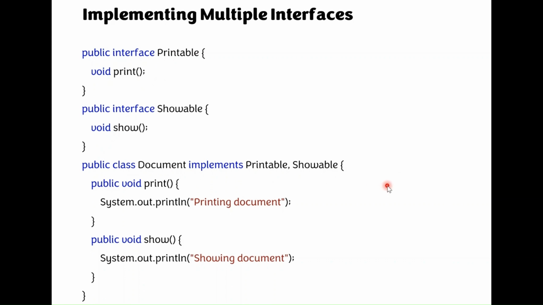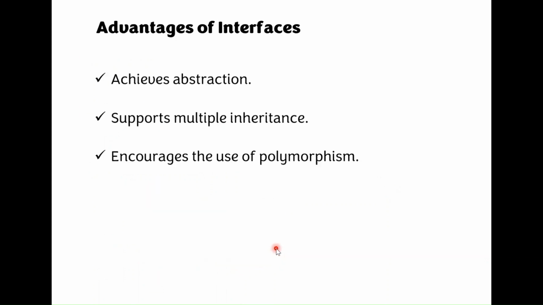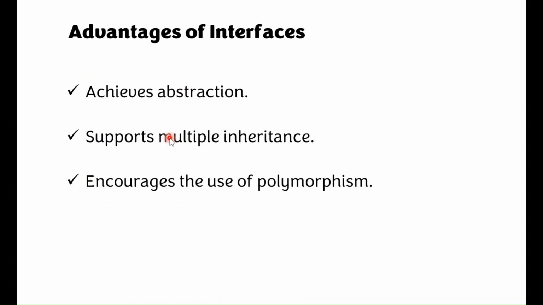The class can extend only one class. That is the reason multiple inheritance is implemented by using interfaces. These two methods have been implemented in the class. The print method has been implemented and the show method has been implemented. What are the advantages of interfaces? Achieves abstraction, supports multiple inheritance, encourages the use of polymorphism. The method overriding concept is used in interfaces. These are the major advantages of interfaces.